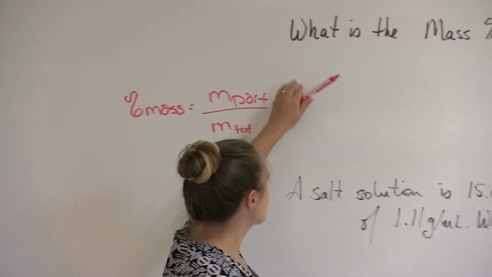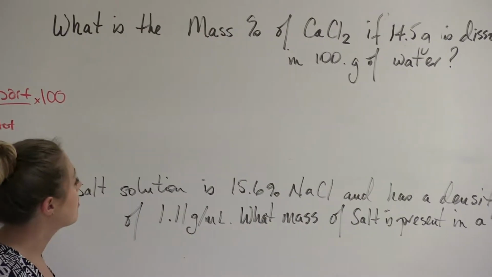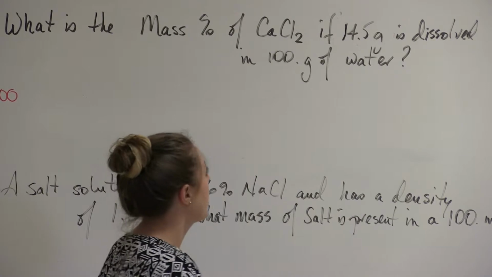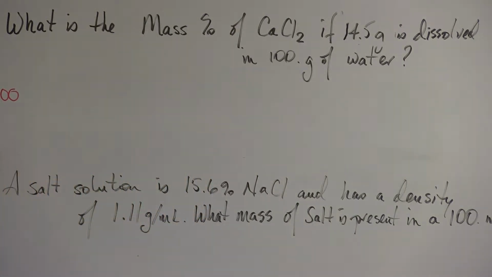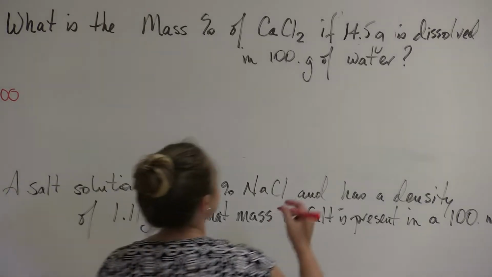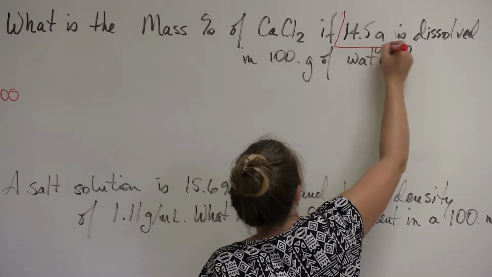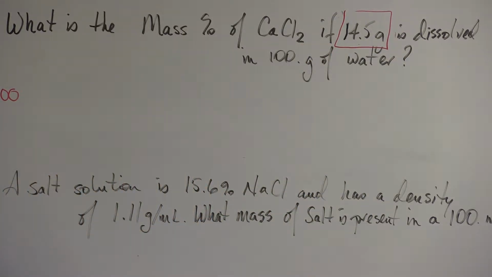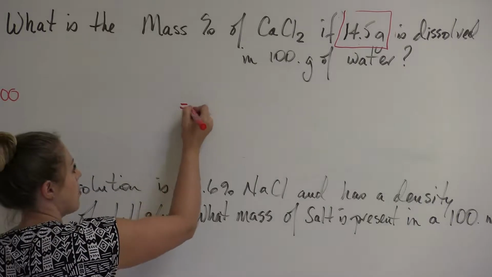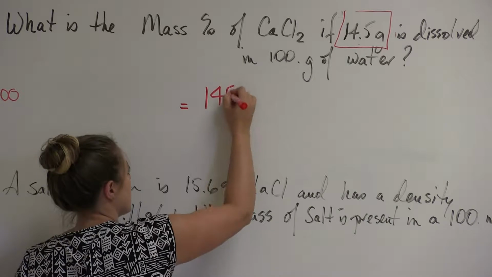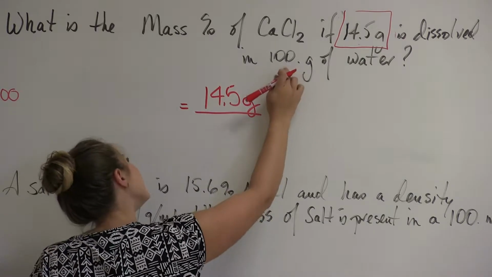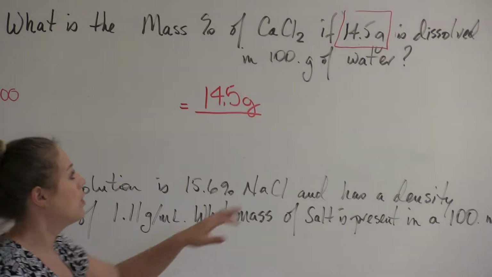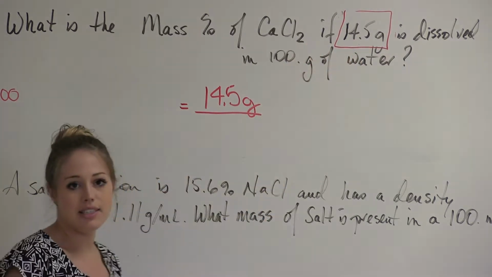Okay, so here we've got a problem that says what is the mass percent of calcium chloride if 14.5 grams is dissolved in 100 grams of water. So what I've given you here is 14.5 grams, the mass of calcium chloride. Now I want to know how much is dissolved in 100 grams of water. The key here is we know how much calcium chloride we have, so we can put 14.5 grams on the top. But our total is not 100 grams. Our total is 14.5 plus 100 grams.